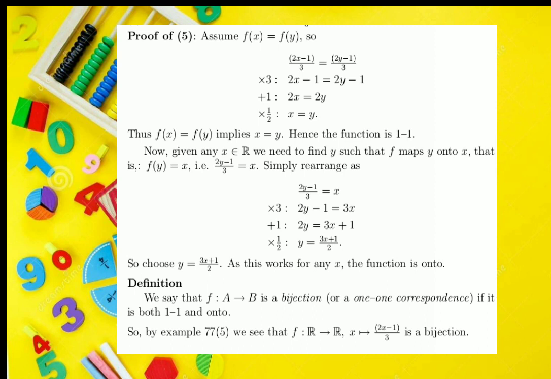Definition: we say that f from A to B is a bijection or a one-to-one correspondence if it is both one-to-one and onto. So by example 77 and proof 5, we say that f from R to R, x maps to (2x minus 1) over 3, is a bijection.